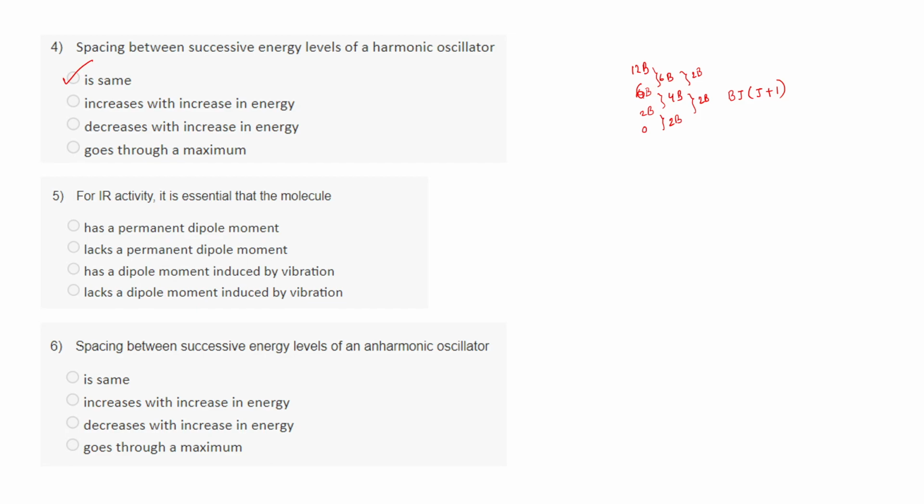Anyway, so question number 5. For IR activity, it is essential that the molecule should have a dipole moment, or it may not have a dipole moment. The third one, yes. So this is coming because I think in the selection rule there was a term d mu by dx at x equal to 0. That should not be 0, otherwise the overall transition moment integral would have been 0, right? So from there you understand that due to vibration there will be a change in dipole moment. Then only we will get a transition moment integral, and then we will get a vibrational spectra.